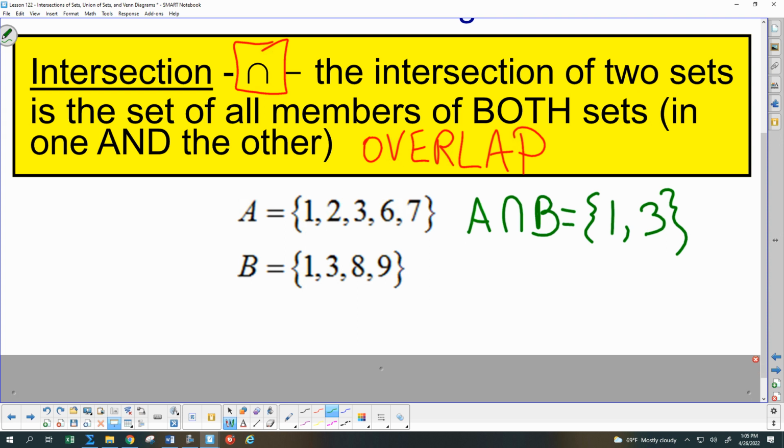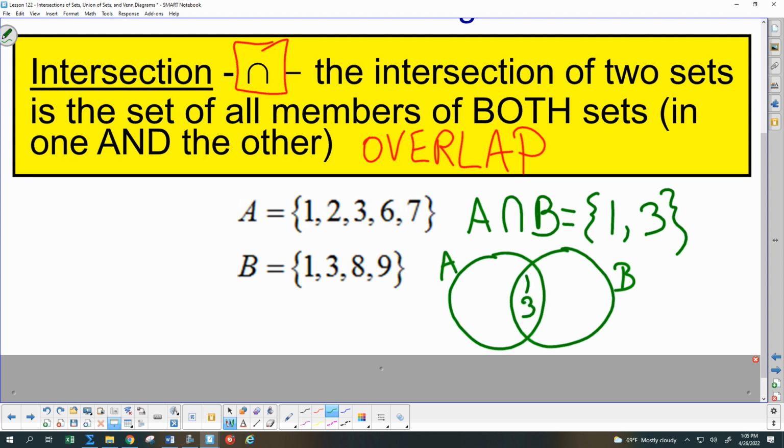If we wanted to draw that with a Venn diagram, we would draw one circle and label it A. We would have another circle that overlaps, and we would label that B. This part in the middle needs to include the 1 and the 3, so that the 1 and 3 are inside the circle on the left, and the 1 and the 3 are also inside the circle on the right. A also has 2, 6, and 7, so I need to put those up there, but they cannot be in this overlap. So the 2, the 6, and the 7 would have to go out here, something like that.